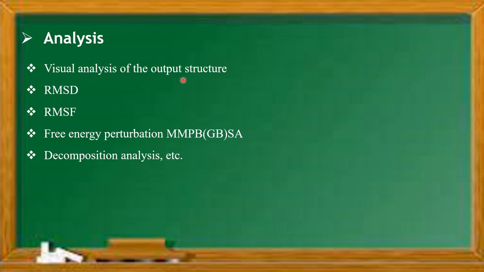whether there is a change in conformation or the structure is distorted or it is stable. Whether the contacts and the interactions between various residues are good or not, we have to visually inspect the molecule. Then we have to carry out the RMSD, RMSF and free energy calculations, that is the MMPBSA, MMGBSA, decomposition analysis, etc. So nowadays we can carry out a number of studies using molecular dynamics.